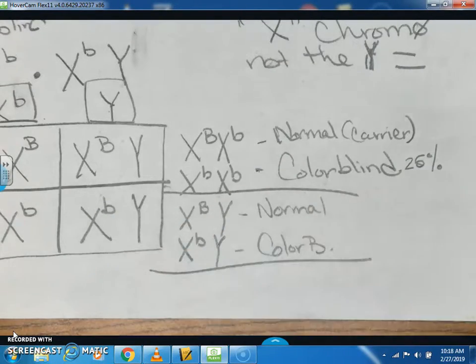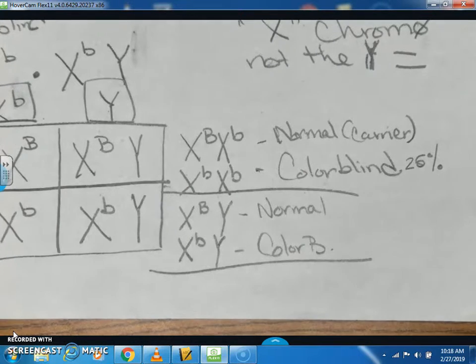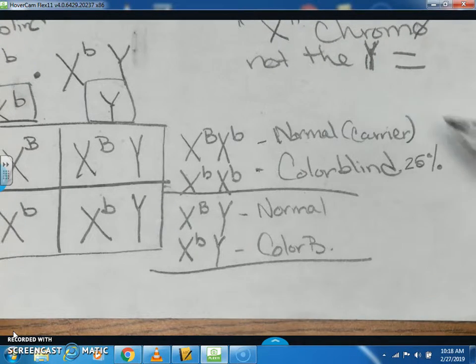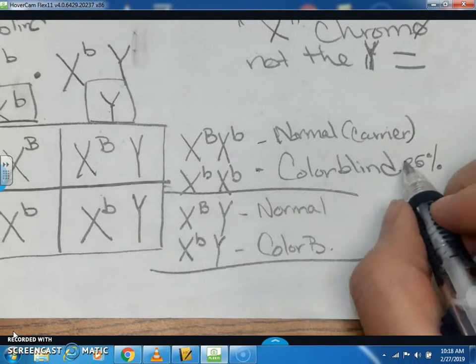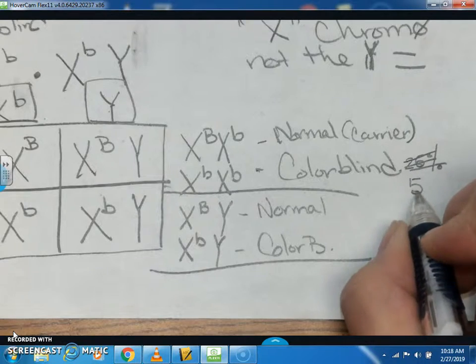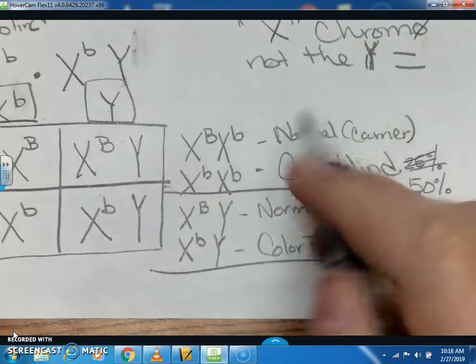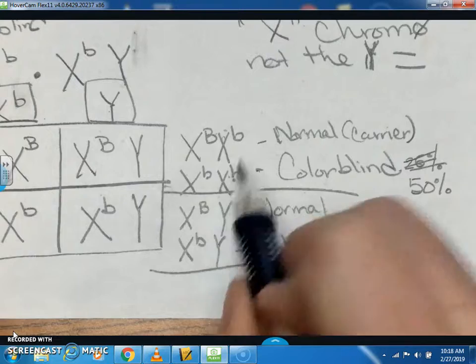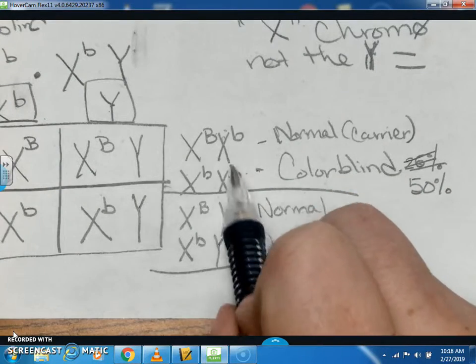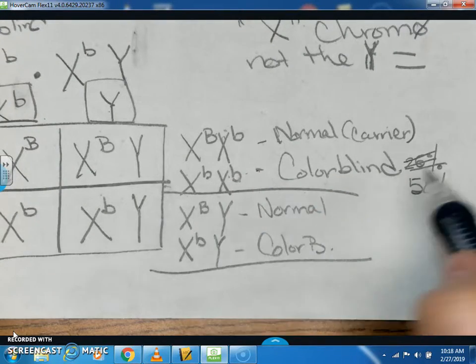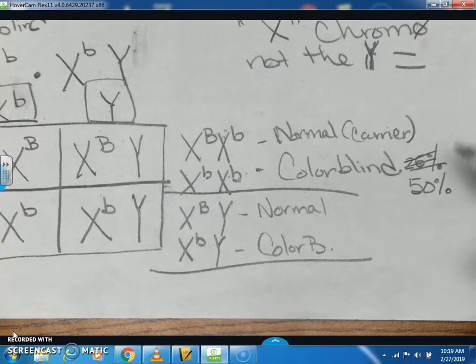Out of all 4 siblings, there's only a 25% chance that they would have a girl who is colorblind. Now, if they would have asked that a different way, of the female siblings, what is the chance that one of the girls will be colorblind? Well, if they asked it that way, now we're looking at 50% because they're asking us about the girls. Well, there's 2 of them. So 1 divided by 2 is 50%, right? So that's how we do it. Let's do another cross.